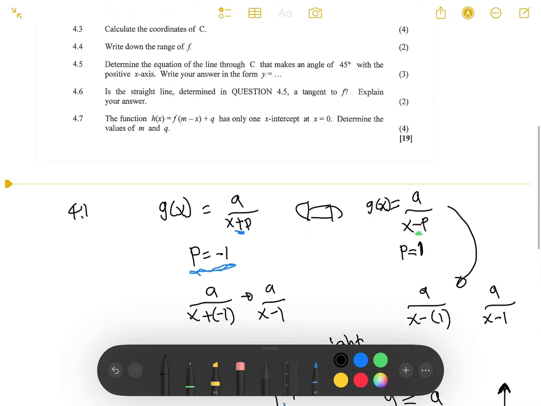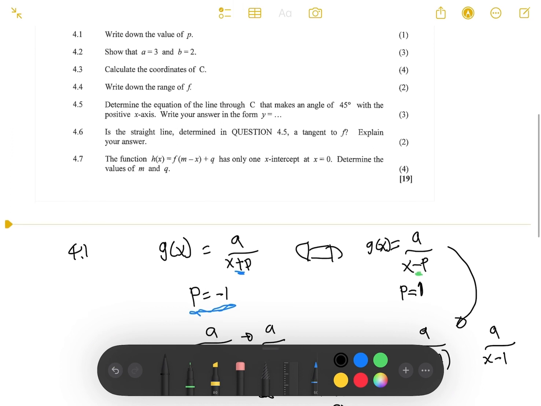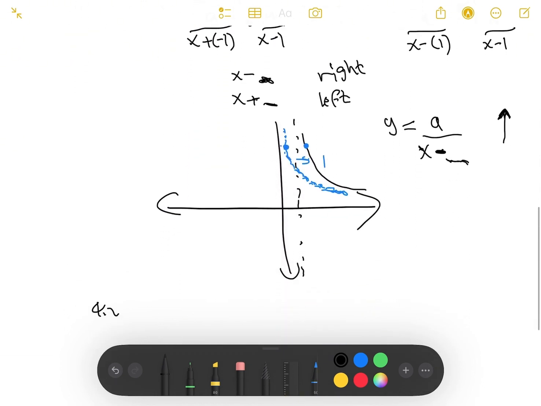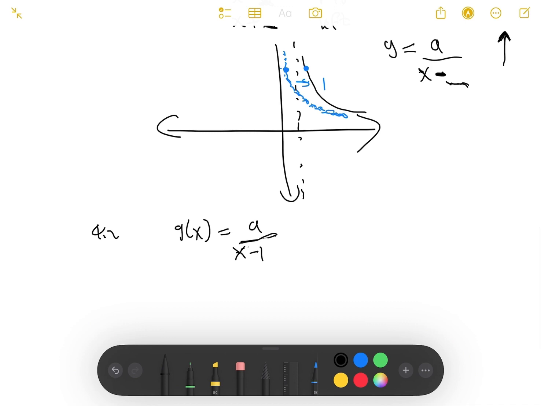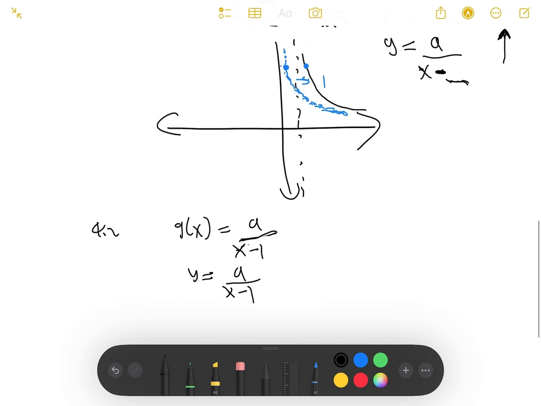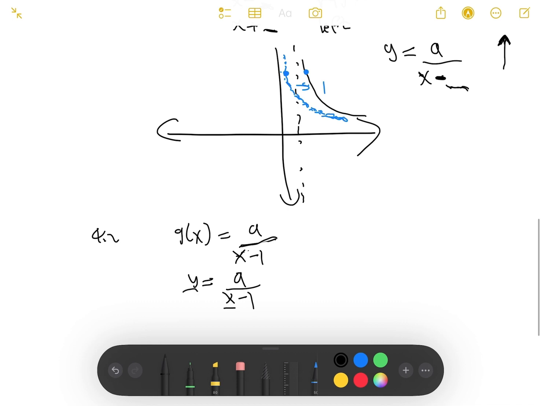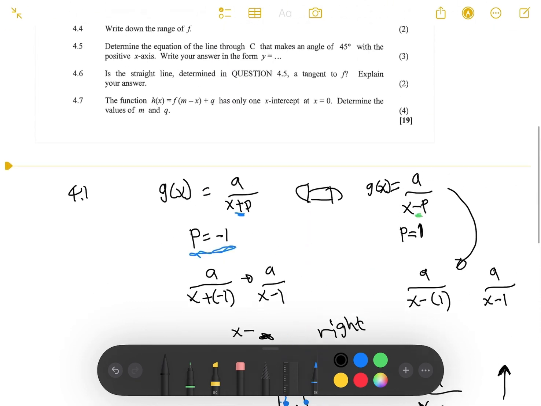4.2. They say show that a is equal to 3 and b is equal to 2. Now we're given g of x being equal to a over x minus 1. Okay, let's just substitute. From this, this here is y over x minus 1. And then do we have any point that we can substitute for x and y so that we can get our a? Let's check.